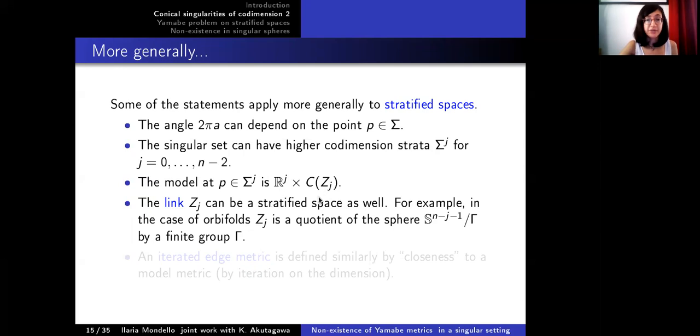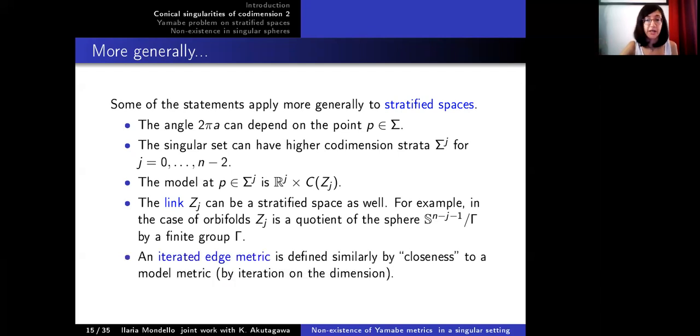And again, you can define Riemannian metrics on stratified spaces in such a way that there are just Riemannian metrics on the regular set, and they have precise asymptotics when you get close to the singularities. And since singularities can be one into another, actually an iterated edge metric is defined by iteration on the dimension and by closeness to some model metric on the product between R^j and a cone over the link.